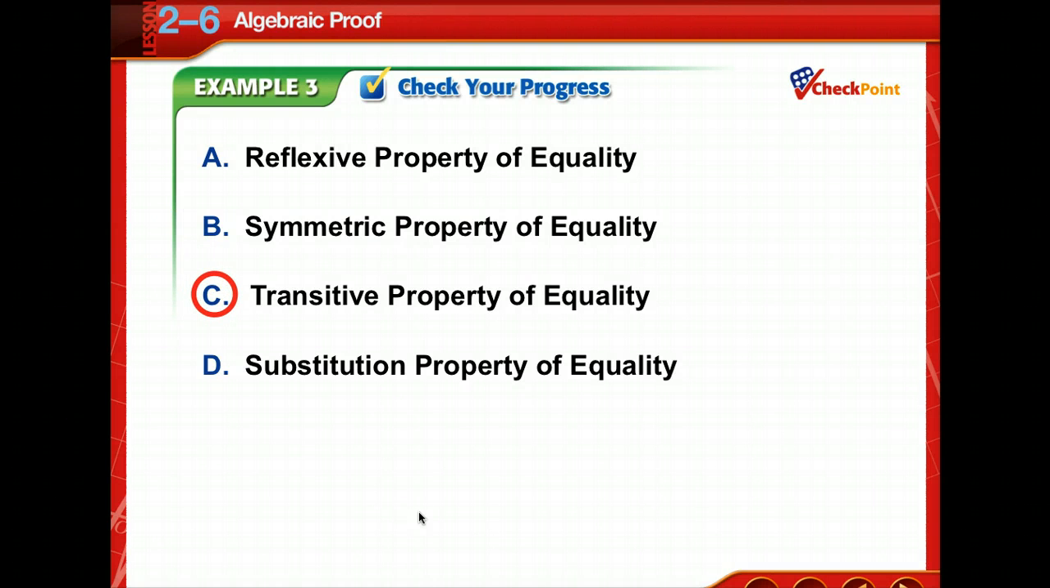Did you say transitive property? Excellent job. All right, you're ready to begin the exercises.